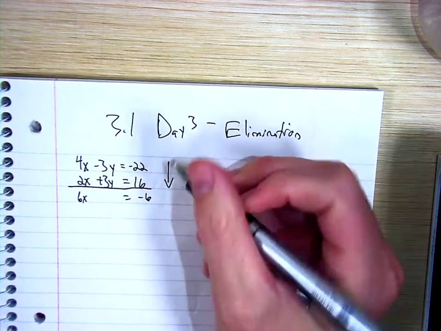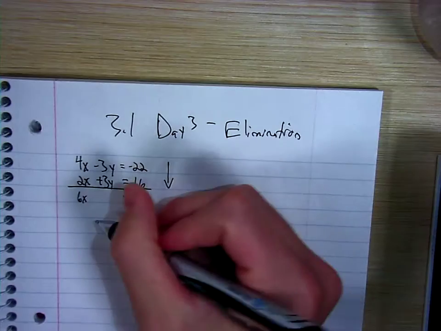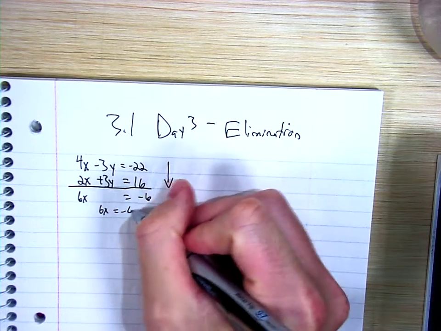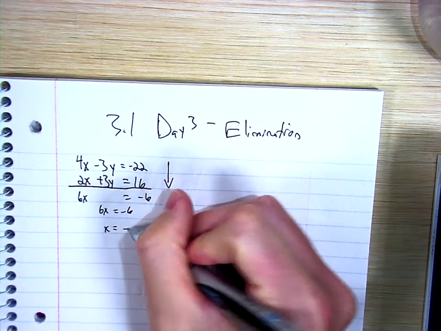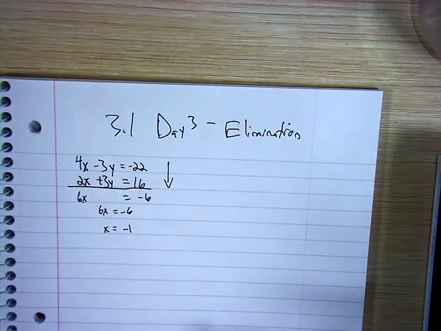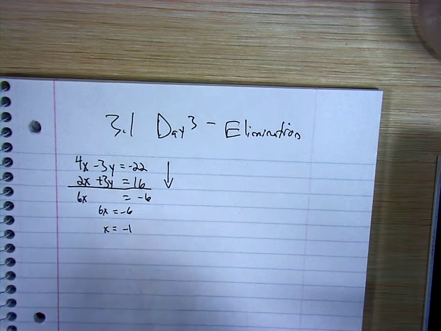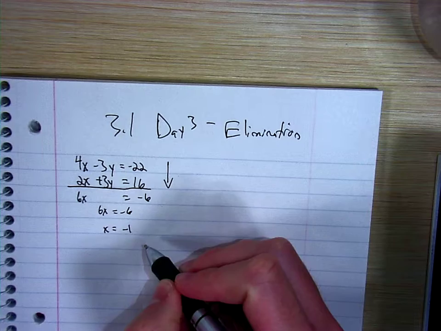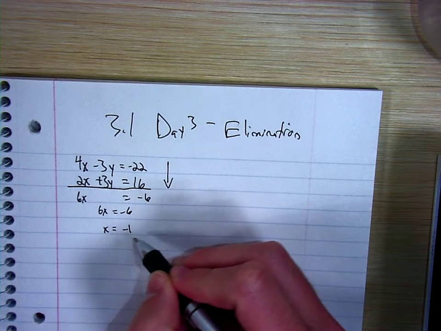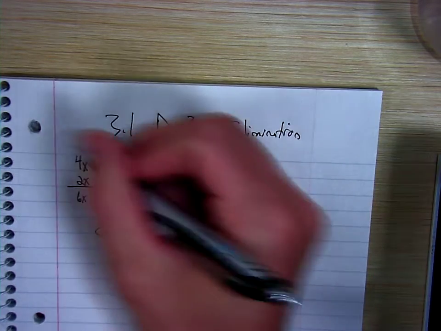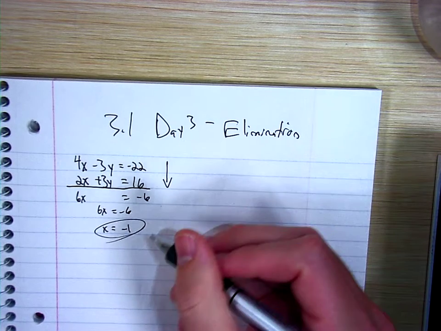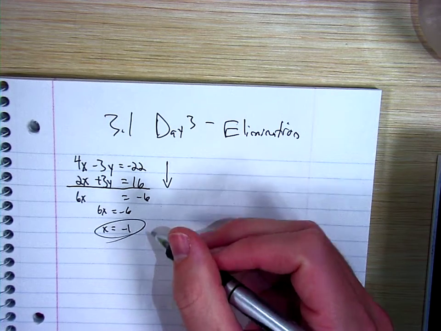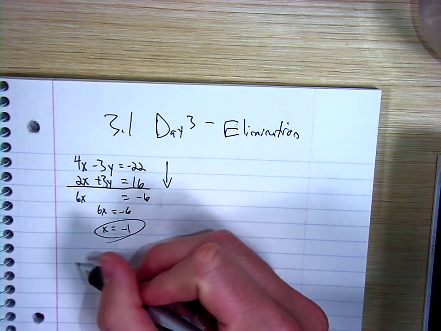And we'll get negative 6 over here. Alright, so we'll have 6x equals negative 6. Divide by 6. X equals negative 1. Not done yet. This almost goes back to our substitution from the day before. We're going to put that back in for x, and you could pick either one there. Let's go with the 2x, just because it's smaller.